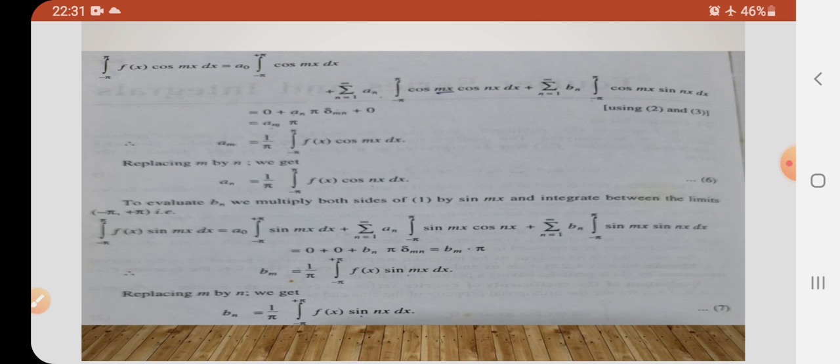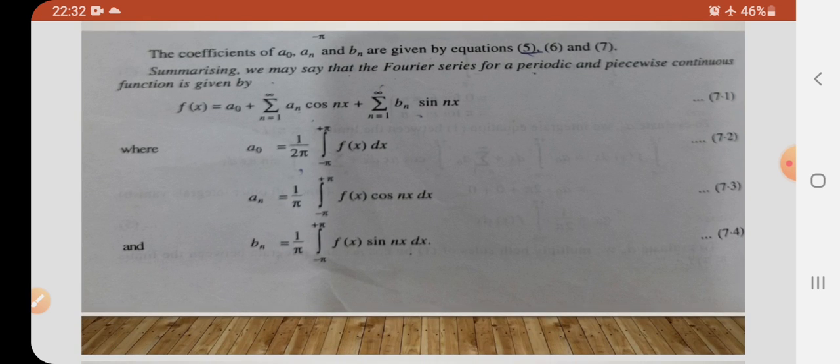So we can write, when putting m equals n, integral f(x) sin mx dx equals b_m times pi. So we get b_m equals 1 upon pi, integral from minus pi to plus pi, f(x) sin mx dx. By replacing m by n, we get b_n equals 1 upon pi, integral from minus pi to pi, f(x) sin nx dx. So now we can write the function f(x) equals a_0 plus summation n equals 1 to infinity a_n cos nx plus summation n equals 1 to infinity b_n sin nx.